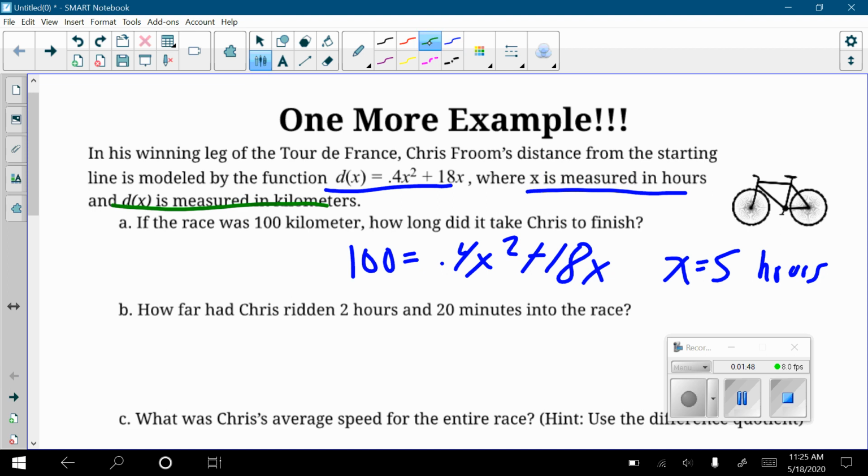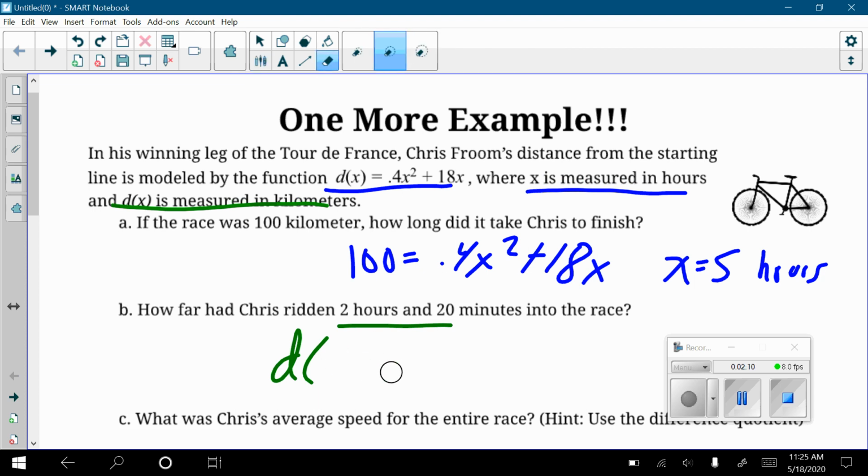Okay. Second question, how far had he ridden 2 hours and 20 minutes into the race? Okay, they're just telling me a time, asking me for distance. Nothing with speed here. Okay. So I'm going to do D, and I'm going to plug in 2 hours and 20 minutes. That's 2 1/3 hours. 2.3333. 2 1/3. That is 8/3 hours. And I'm just plugging that into my function.